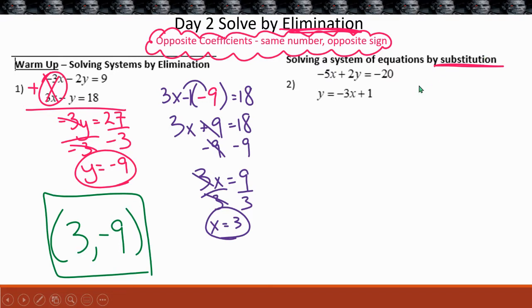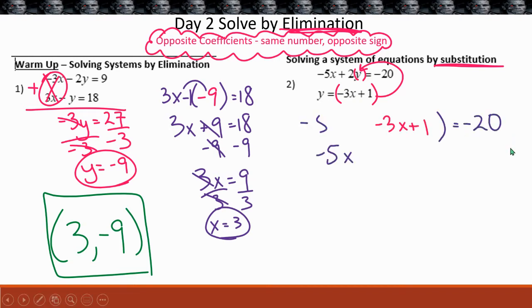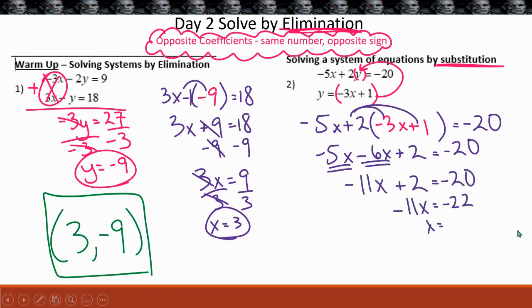Just a quick review on substitution. So substitution, remember, you need one of the equations solved for one of the variables. So y equals negative 3x plus 1. We can substitute the negative 3x plus 1 in for the y in the other equation. And then when we substitute, we can solve as usual.